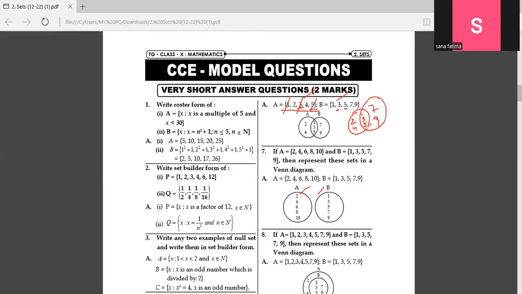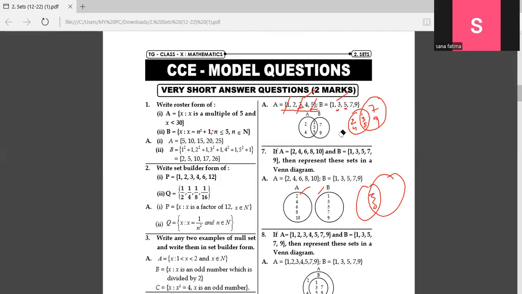First, you have to study the given set. Study the given set: is anything there in common or not? If nothing is in common, you have to draw like this. When you see 2, 4, 6, 8, 10 and 1, 3, 5, 7, 9, there is nothing in common. So you have to write them down separately, with all the elements, and you're not writing anything in between.